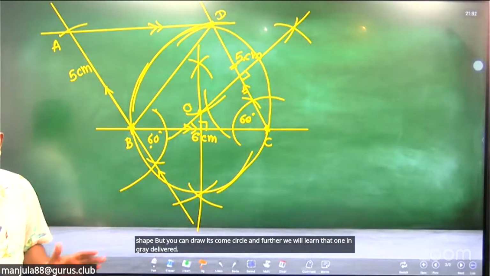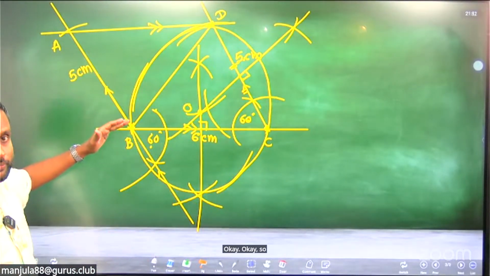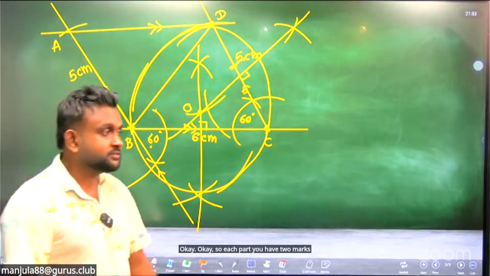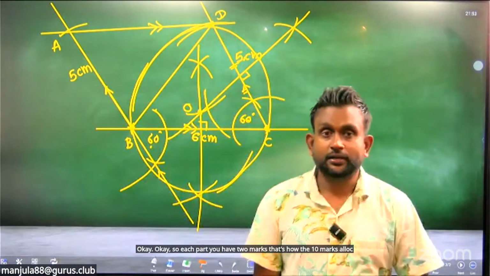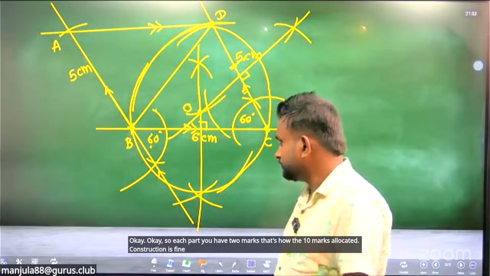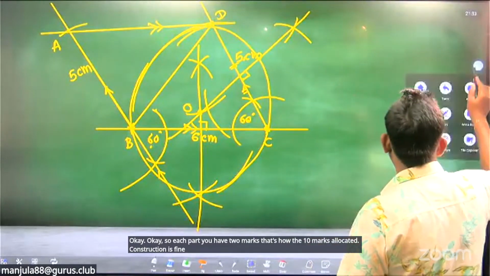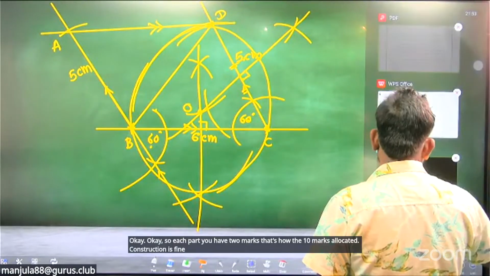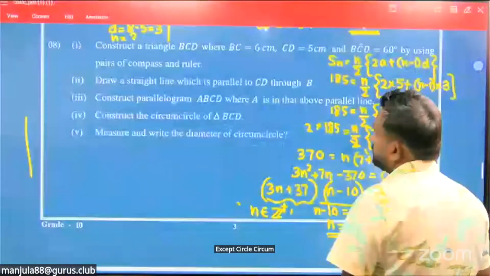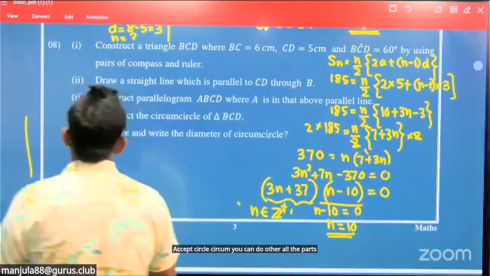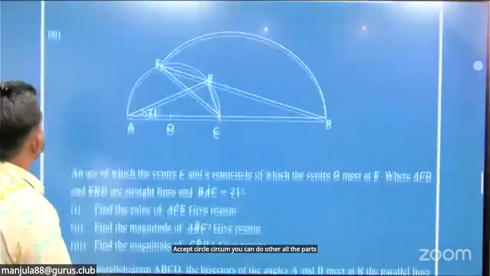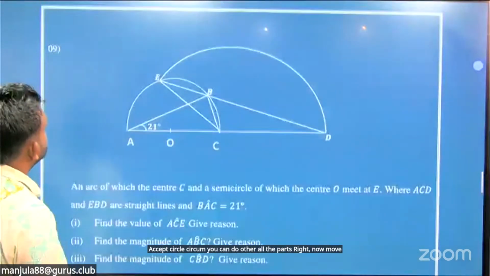Okay. Okay, so each part you have 2 marks. That's how the 10 marks are allocated. Okay, construction is fine. Except circumcircle, you can do all the parts. Right, now move to question number 9 there.